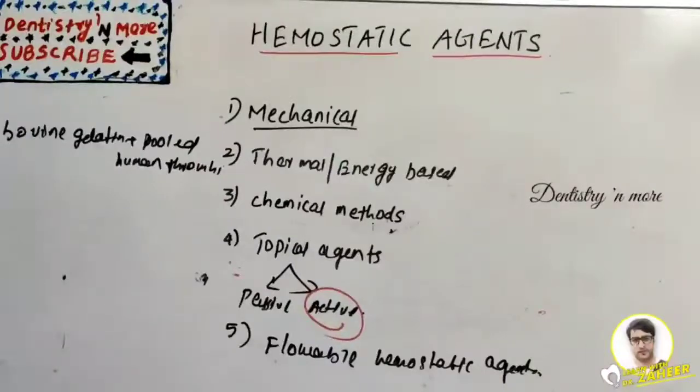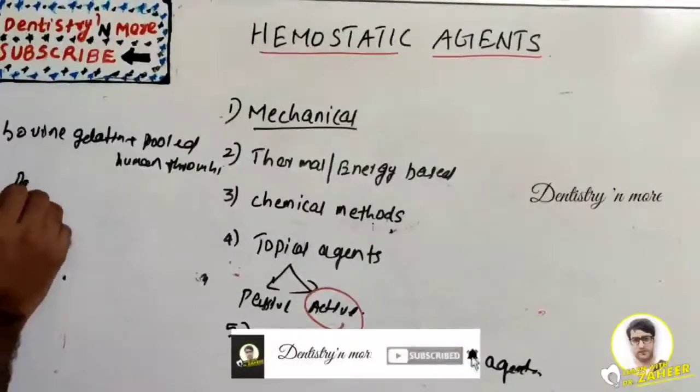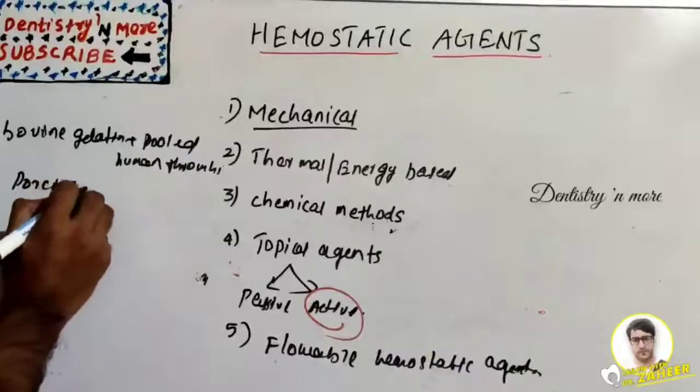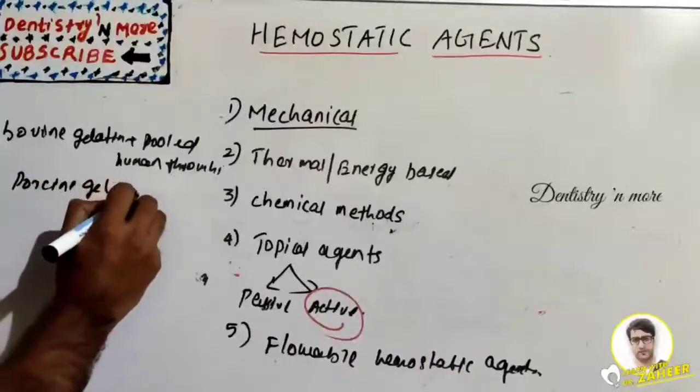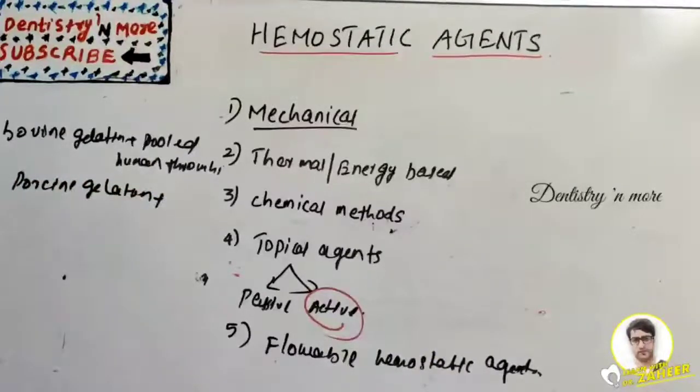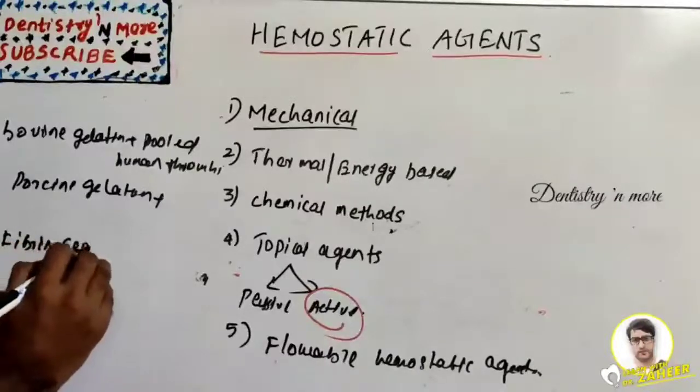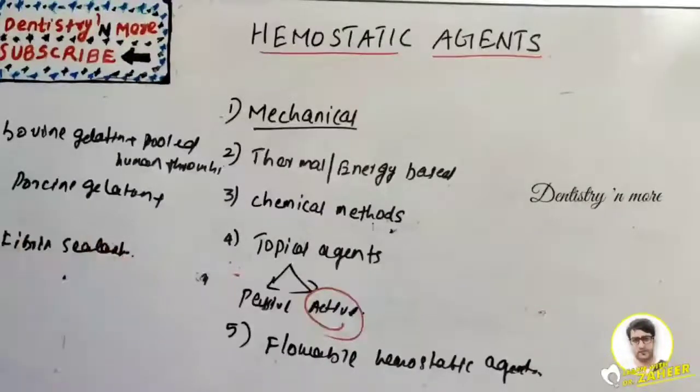The next is porcine gelatin and any of the thrombin types we learned previously. Both products do not contain fibrinogen, and direct contact with blood is necessary. There are also some sealant products in flowable; fibrin sealants are there.